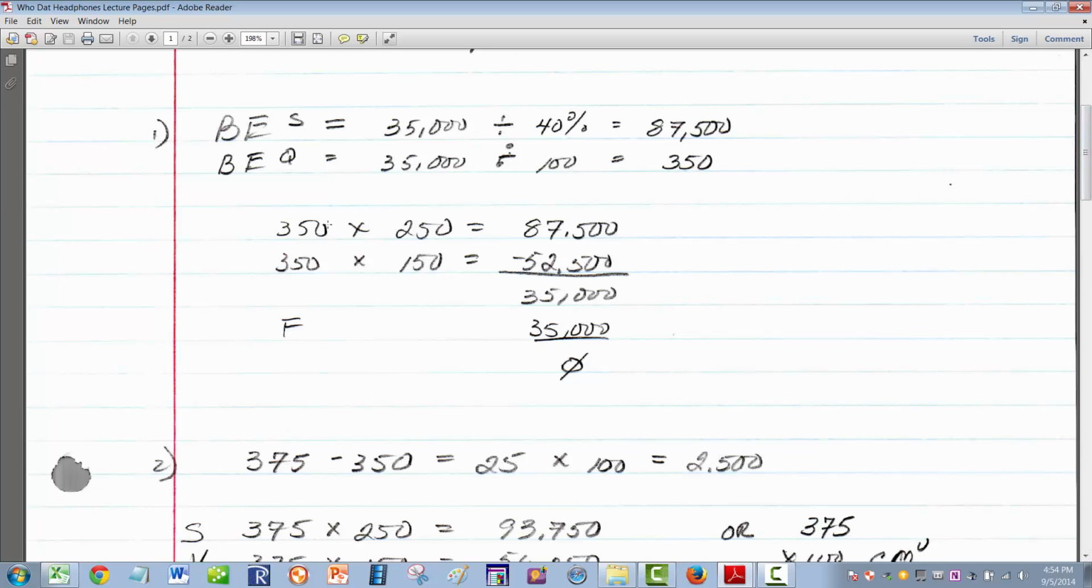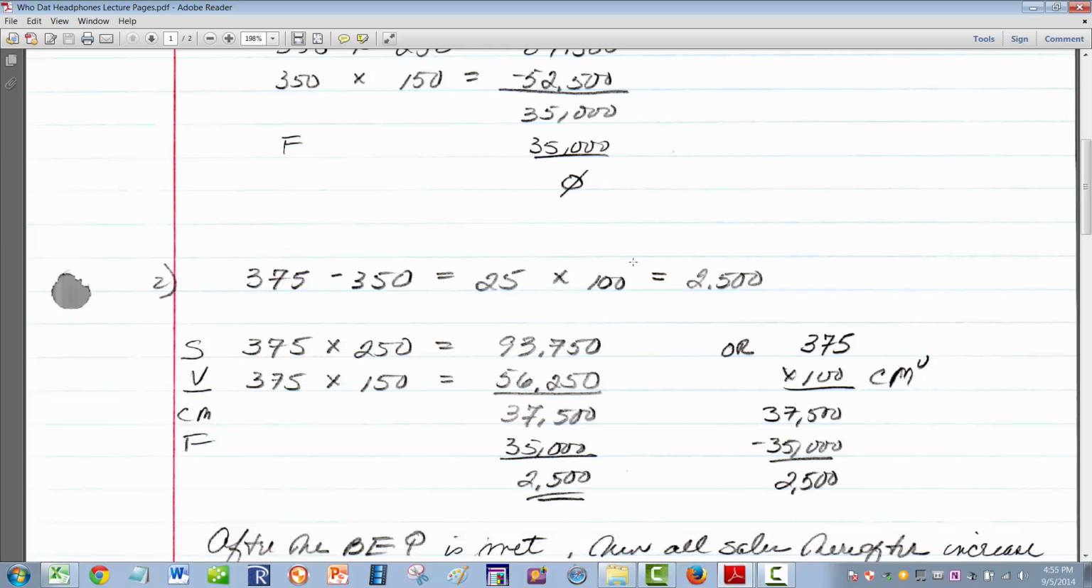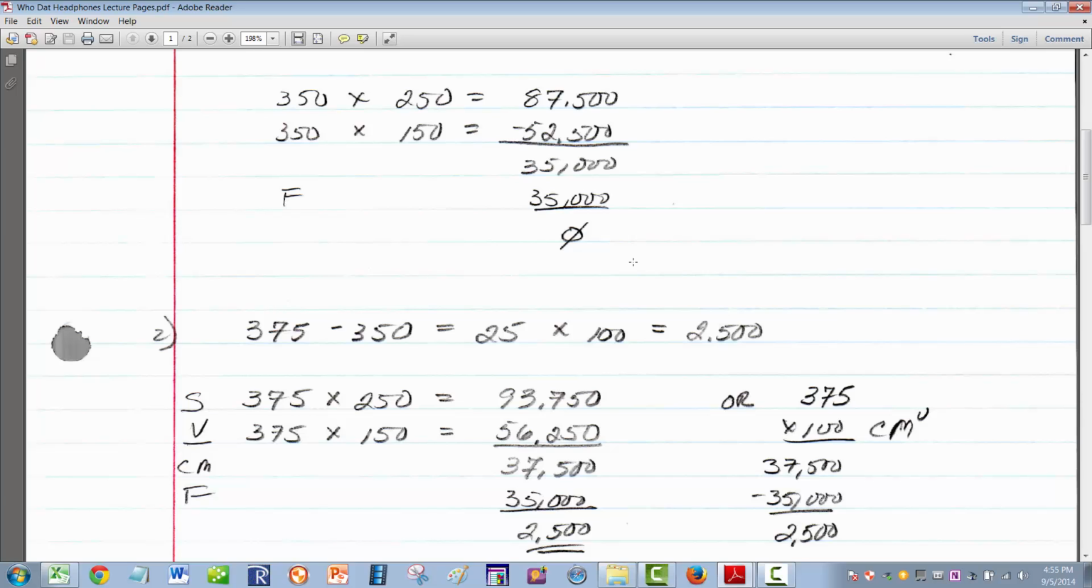So let's prove that. We said our selling price is $250 and our variable costs per unit are $150. So here's our break-even quantities. We'll multiply it by the sales and variable costs. That means $87,500, which was our break-even sales. We're going to subtract out the variable costs. That means that our contribution margin is $35,000, and so our fixed costs are $35,000, so we're going to break even.